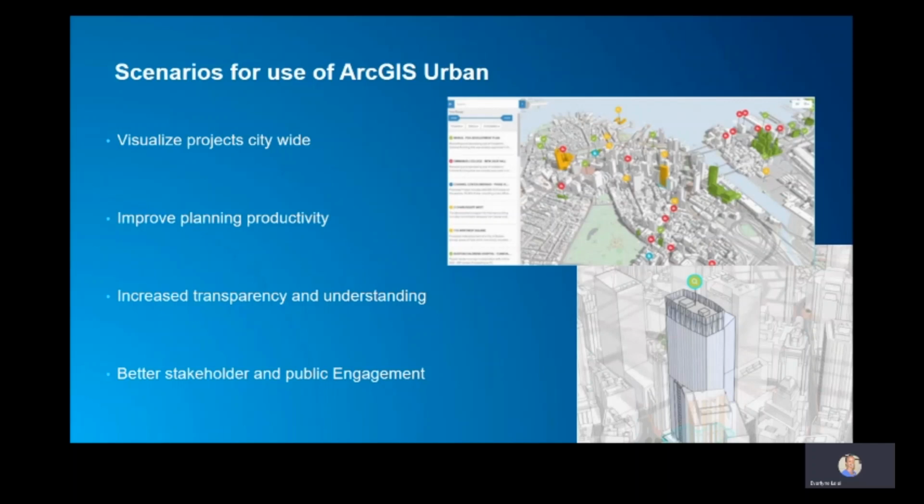Then increase transparency and understanding. By virtue that we're able to bring the different stakeholders on board, everyone can get to understand what exactly is happening, what exactly we are proposing, what exactly we are planning, which also results in better stakeholder and public engagement. So of course, when you're doing plans, you need to do it with and for the people, meaning that you have to incorporate the views and ideas of the people you're actually planning for, so that there is buy-in and acceptability of the plan when it's actually complete. So Urban gives you that.